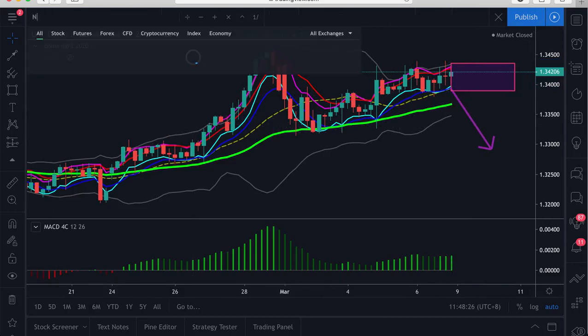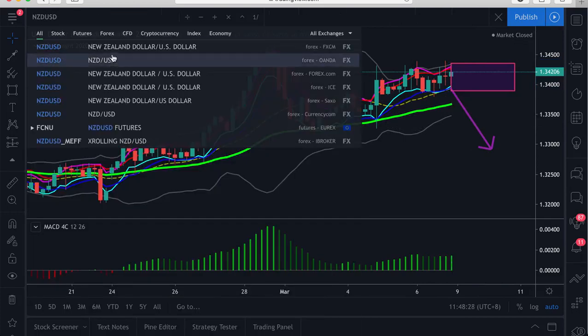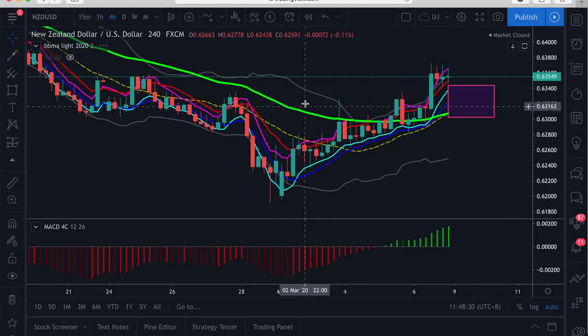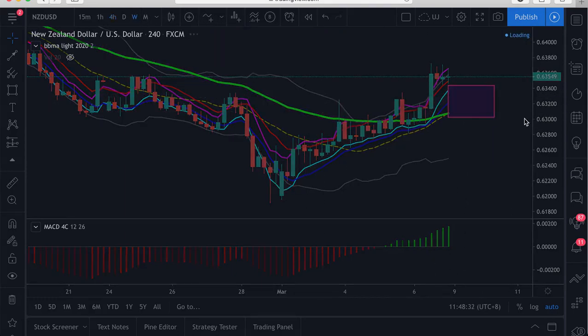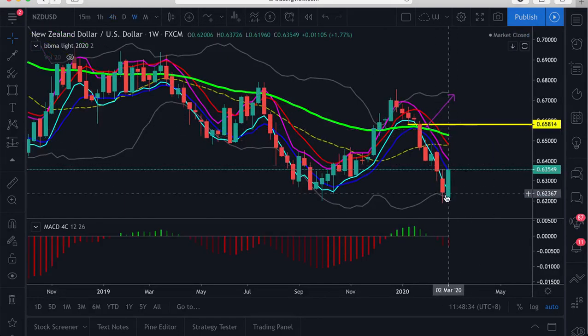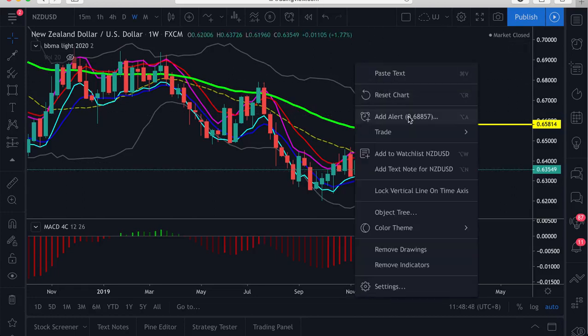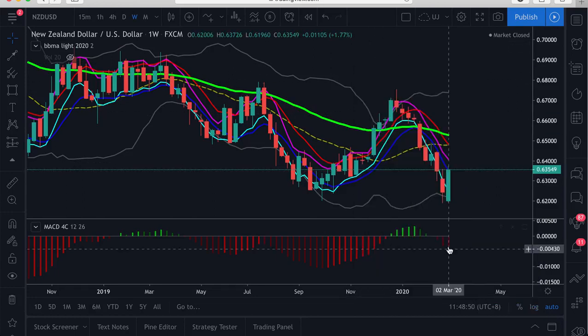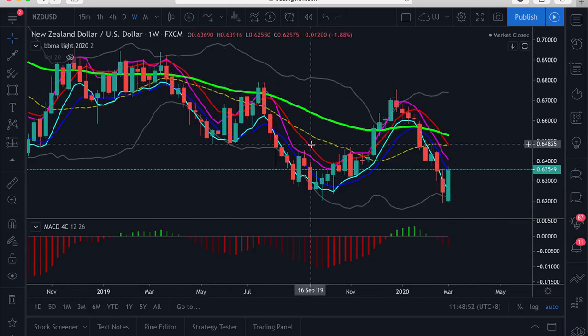Next pair is NZD USD. For NZD USD in the weekly time frame, we can see the price is rejecting the low BB. Okay, and actually it closed above, or right at, the MLO. So this is a re-entry buy setup for us.